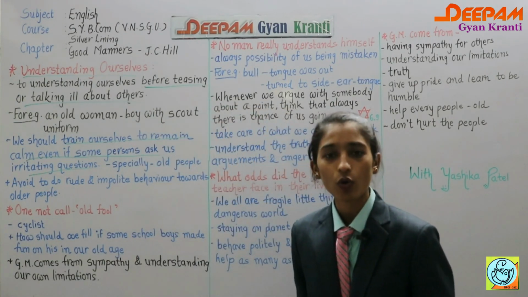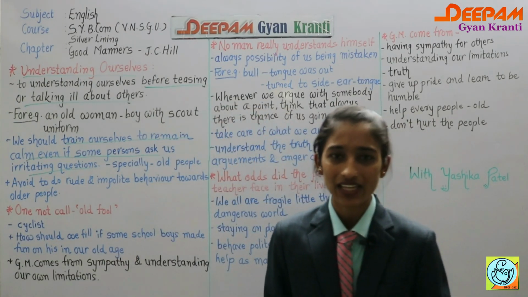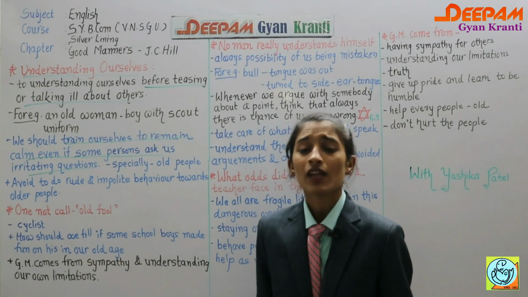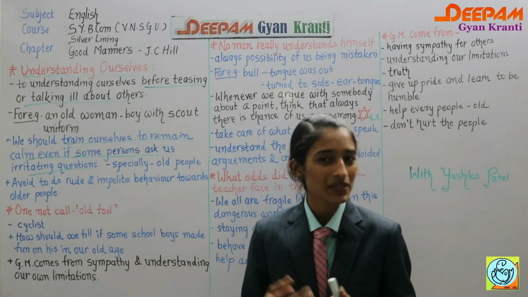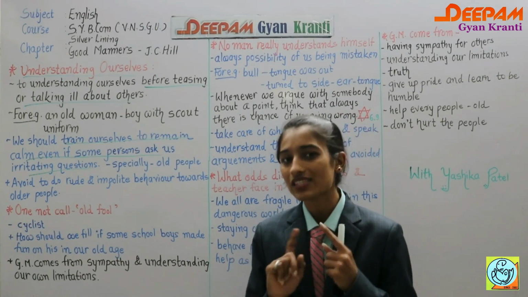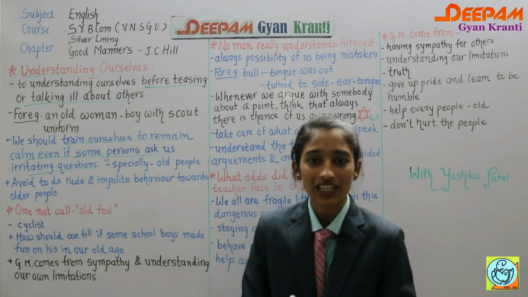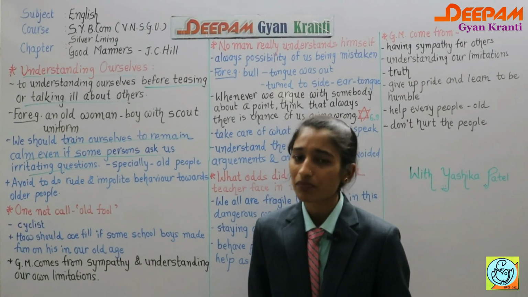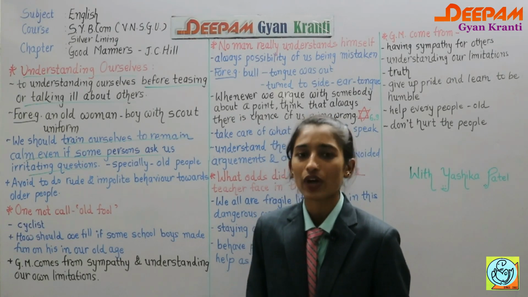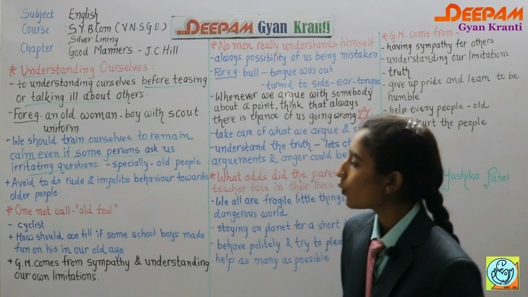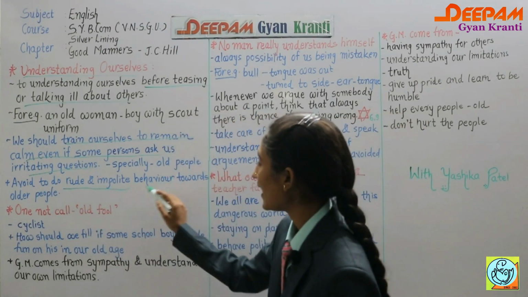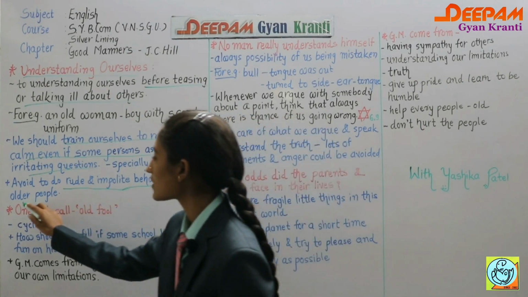If you are dealing with an old person, then you have to remember that thing, because it may be possible that sometimes their questions are very irritating to us, but in that same situation we have to be calm. We have to give the answer properly and we have to prove ourselves. Then avoid being rude and impolite towards older people.